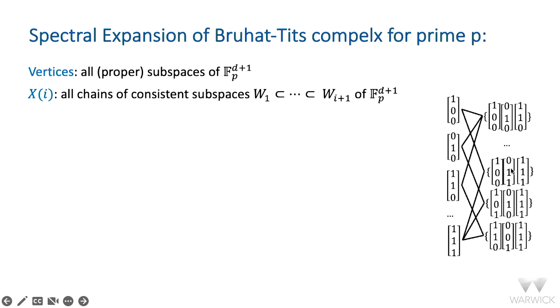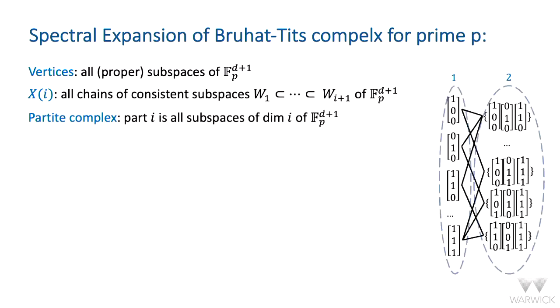Okay? So these are also called a chain complex. They correspond to chains of subspaces, where one is a subset of the next. And you can see that these are partite complexes where part i corresponds to subspaces that have dimension i. So you can see that your facets actually would have one subspace of dimension 1, one subspace of dimension 2, all the way to one subspace of dimension D, and that's why it is a partite complex.